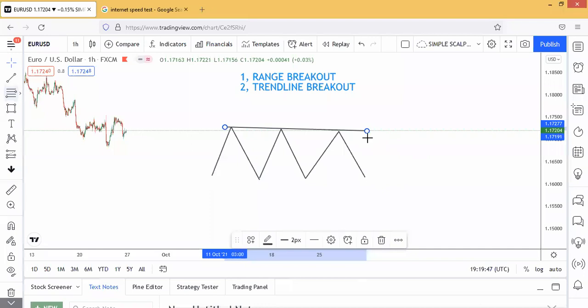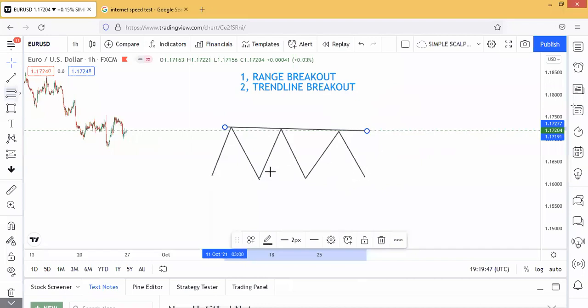All right, but you should always know that at some point a range market is going to get broken. It's not going to keep ranging forever, it's not going to be sideways forever. It will get to a point where this will get broken, either to the downside or to the upside.